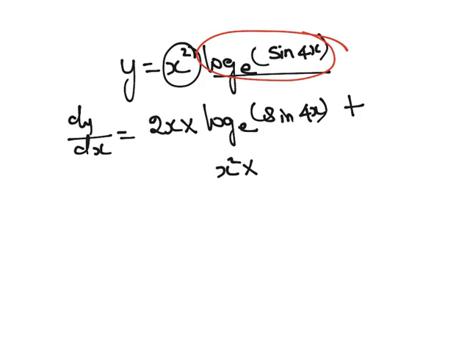Now again, I need to use the chain rule. Logarithm is there, so 1 by sine 4x multiplied with, next you do it for sine, which is cos 4x, multiplied with, next finally you do it for 4x, which is 4. Okay, so this is the derivative of the given function. One more sum.